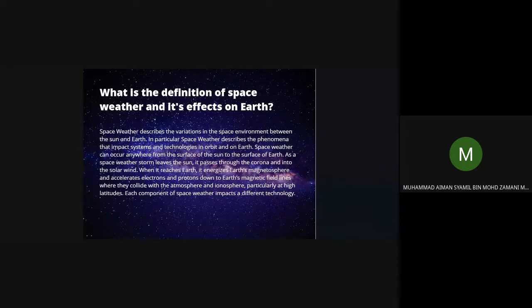When it reaches Earth, it energizes Earth's magnetosphere and accelerates electrons and protons down to Earth's magnetic field lines where they collide with the atmosphere and ionosphere. Particularly at higher latitudes, each component of space weather impacts a different technology. Okay, teacher, next.